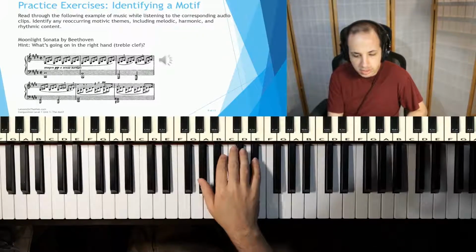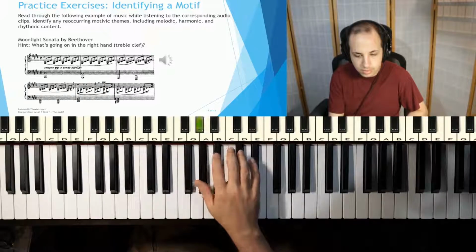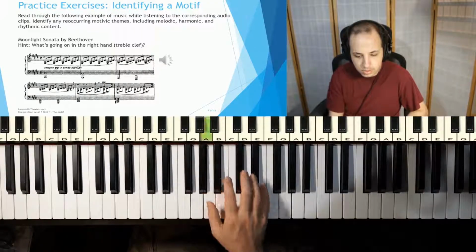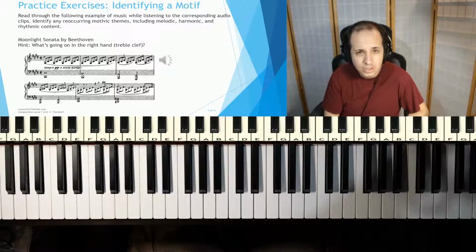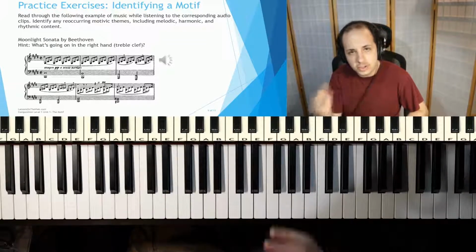So let me just play this triplet one note at a time. If I played that, would you recognize it? Well, not really, right? It's a combination of both the rhythm.